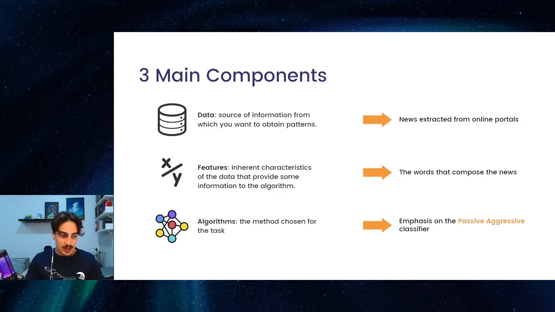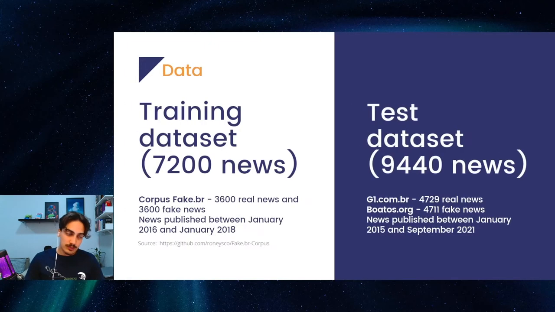Okay, so now I'm going to talk about the data. We have the three main topics: data, features, and the algorithm. Starting off with data, I divided the data into two sets: the training data set and the test data set. I'm not using a validation data set because the test data set is composed of news that the training data set doesn't have the slightest idea of. So I created two different data sets and they have entirely different news.